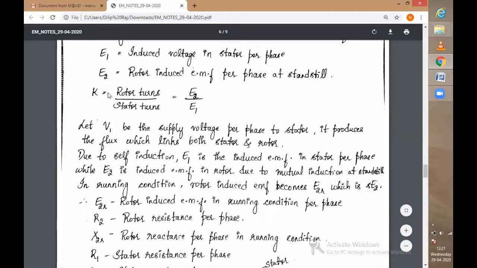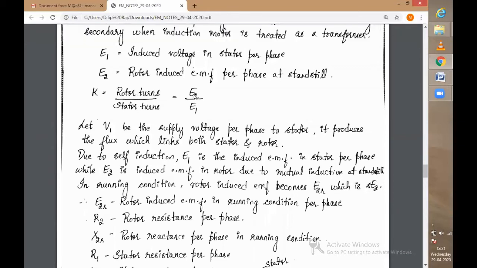K represents the transformation ratio, which is given by the ratio of rotor turns to stator turns, or in terms of voltage, it is the rotor induced EMF to the stator induced EMF.